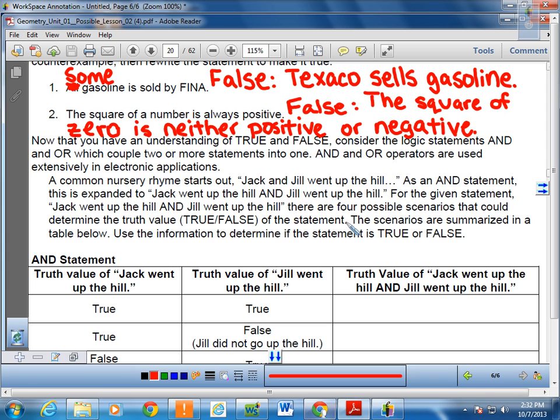To fix the sentence, I need to take out the word always. So I'm going to take out the word always and put the word sometimes.